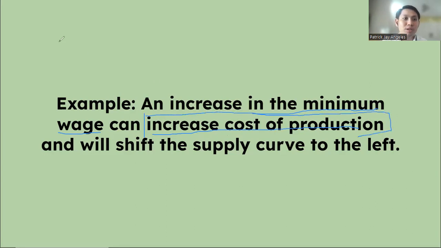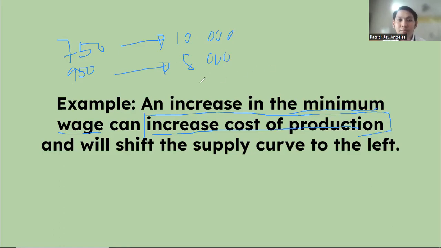Meaning, from a minimum wage of 750 pesos, let's say yung cost of production mo ay nakakagawa ka na dun ng 10,000, but since nagkaroon ng increase in the minimum wage, naging 950 yung minimum wage, then ang napuproduce mo na lang ay, let's say for an example, 8,000. See? Meaning, pag ganyan, bumababa yung supply mo. And pag bumaba yung supply mo, in the graph, the supply curve would shift to the left. Okay? Ibig sabihin, tumaas si cost of production, bababa si supply.